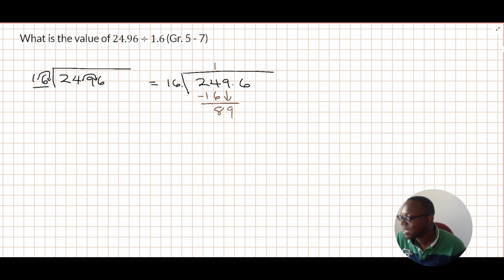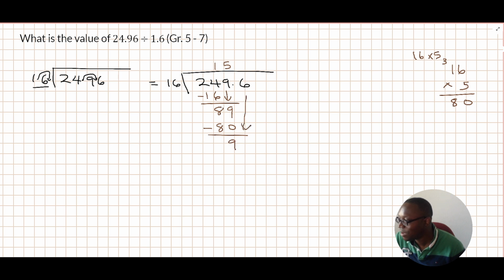89 divided by 16. How many groups of 16 do you have in 89? I'm just going to pick, because it's 8, I'm going to pick 5. So 16 multiplied by 5: 6 multiplied by 5 is 30. I write a 0 here and I bring up a 3. 1 multiplied by 5, I have 5 plus 3, I have 8. So we have 5 groups of 16 in 89. 5 multiplied by 16, the answer is 80. And we subtract, we have a remainder of 9.